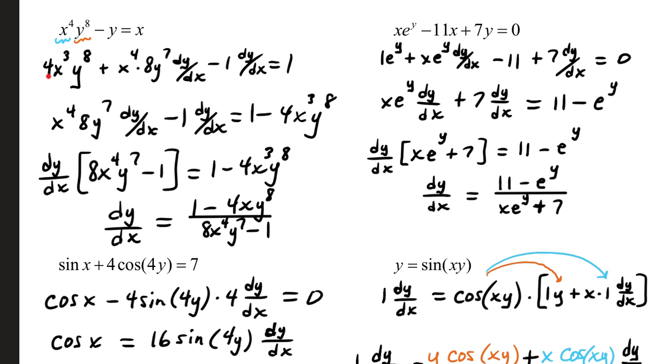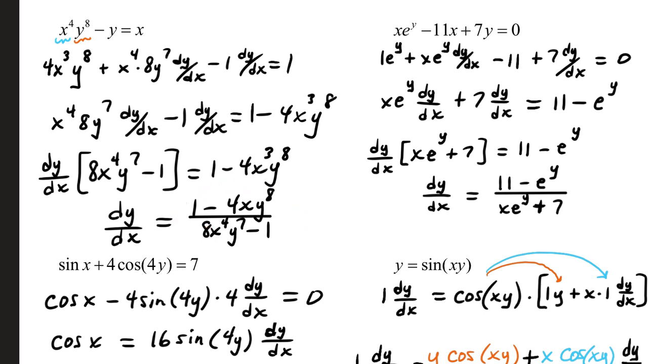I'm going to move 4x cubed y to the 8th to the other side of the equation. It's going to go from positive to negative after being moved. That leaves our dy/dx terms together. Factor out dy/dx. That will leave you 8. I moved it out front just so it wouldn't be stuck in the middle. 8x to the 4th y to the 7th minus 1. And that's still equal to our right side. Solving for dy/dx, divide by what's in the bracket, and this is your derivative.